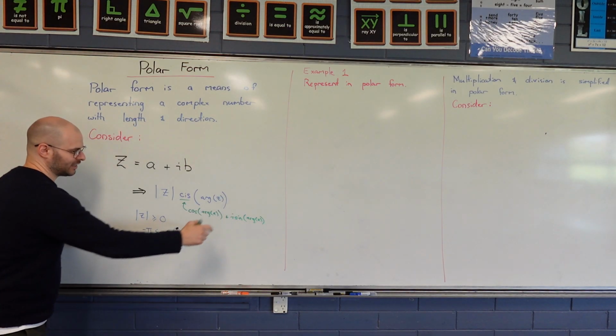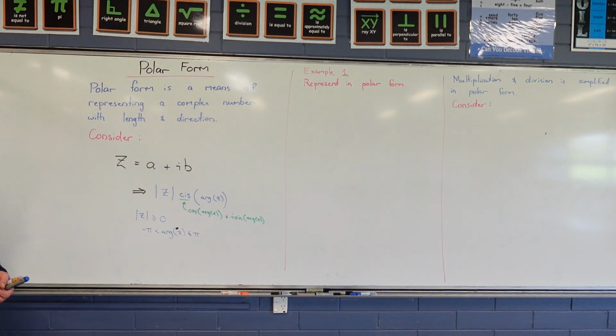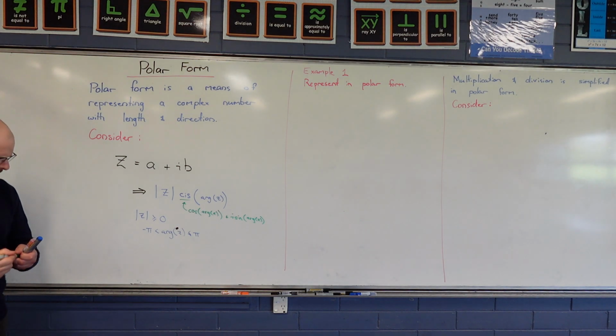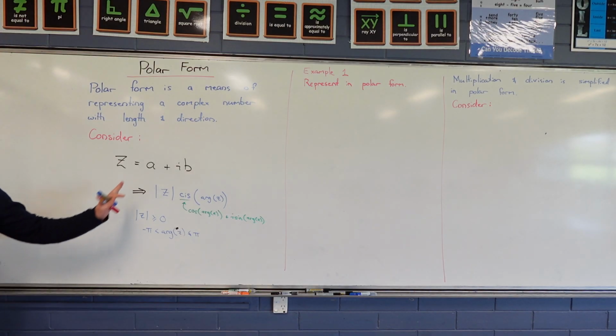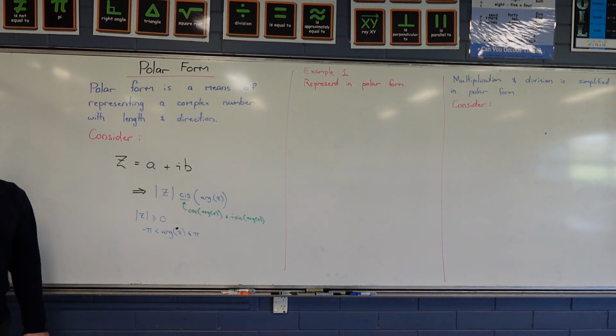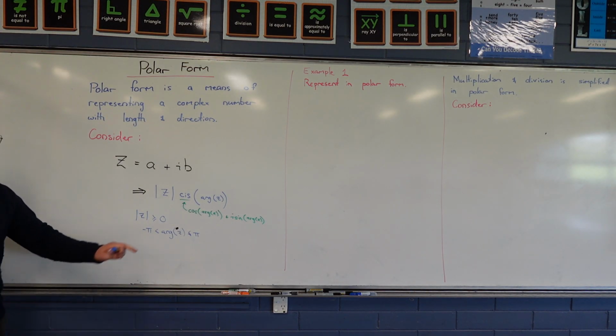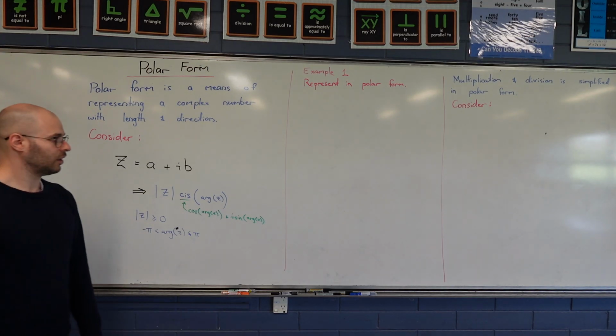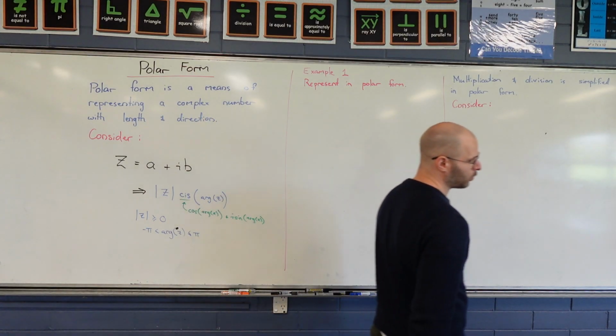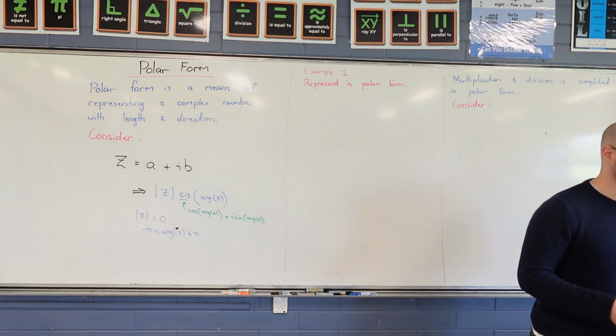The reason for that is going to be revealed next year. For now, we can just accept this as objective truth because we're not going to do anything by expanding these yet. Seem okay? All right, now, example 1: we want to represent the following number in its polar form.